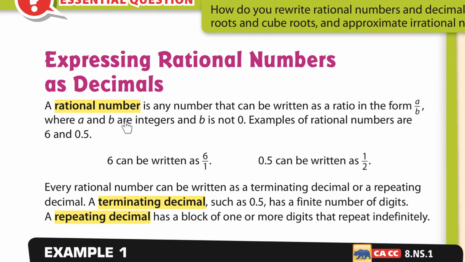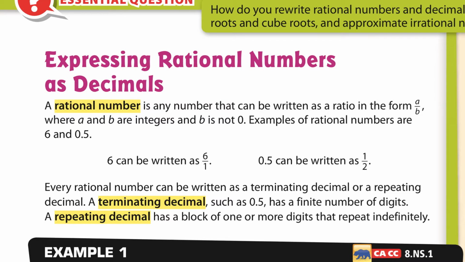So a rational number is any number that can be written as a ratio of the form a over b, where a and b are integers and b is not 0. Examples are this. So let me slow this down a little bit. It's a fraction of integers, basically. So, see, 6 is a rational number because it can be written as a ratio of integers.